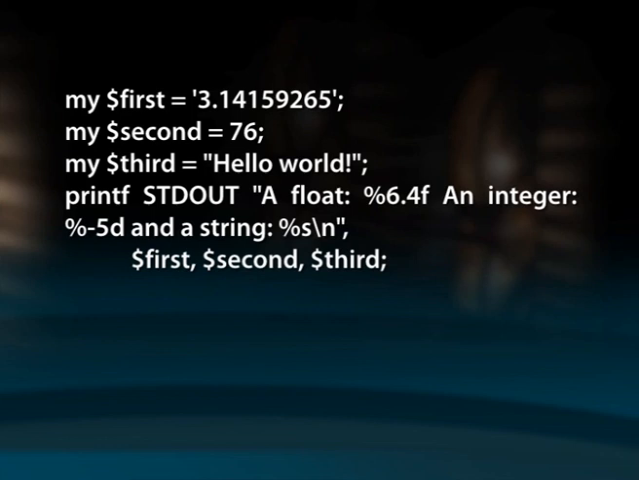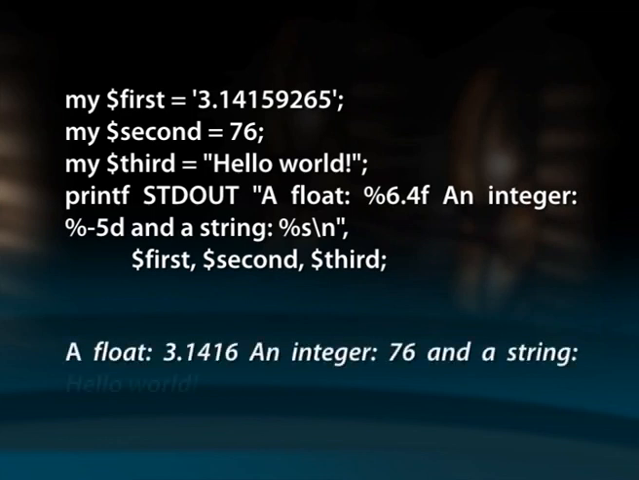Then the printf statement: printf STDOUT "a float %6.4f, an integer %-5d and a string %s\n", $first, $second and $third. The output produced by this code looks like: a float 3.1416, an integer 76 and a string hello world.